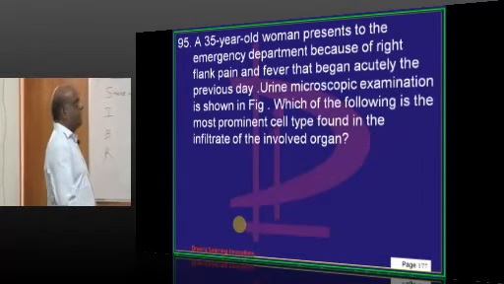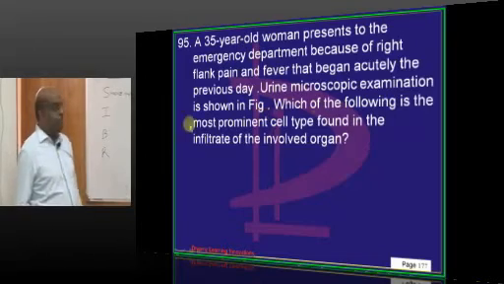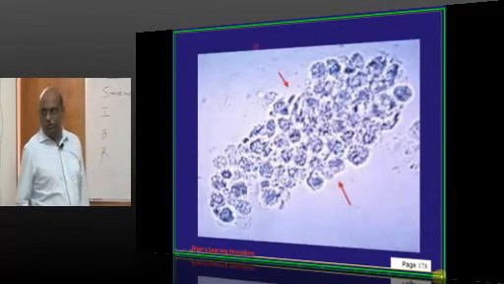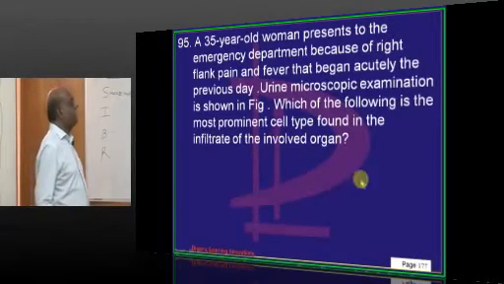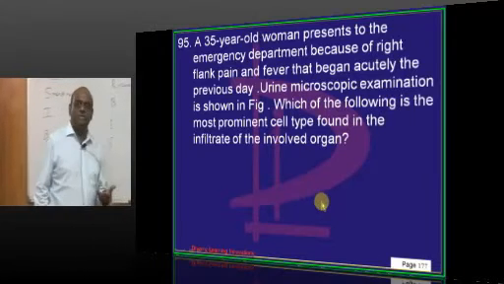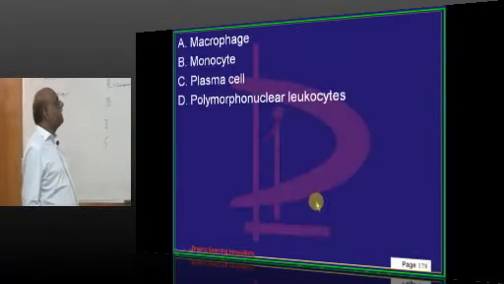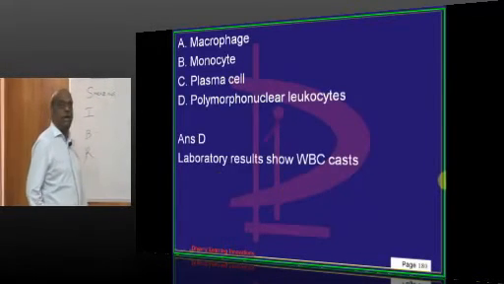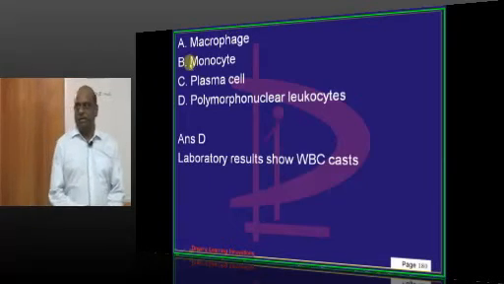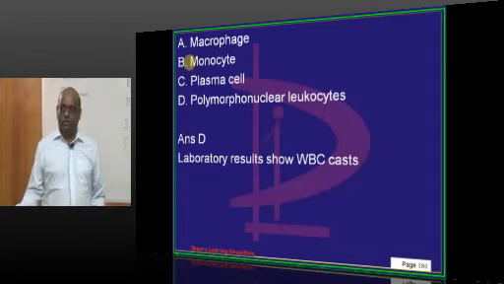A 35-year-old with right flank pain and fever, and a urine microscopic examination is being shown to you. What is the most prominent cell type that has infiltrated basically? So, they are all WBC casts, hence they contain polymorphonuclear leukocytes.